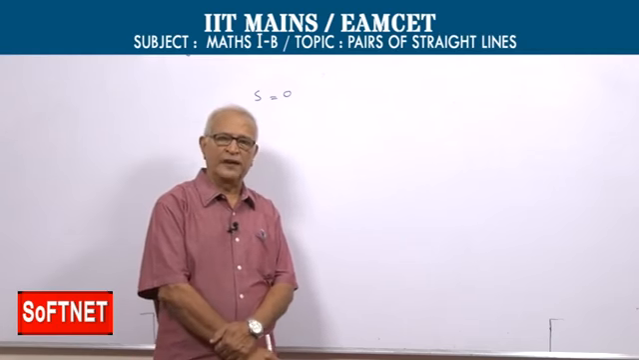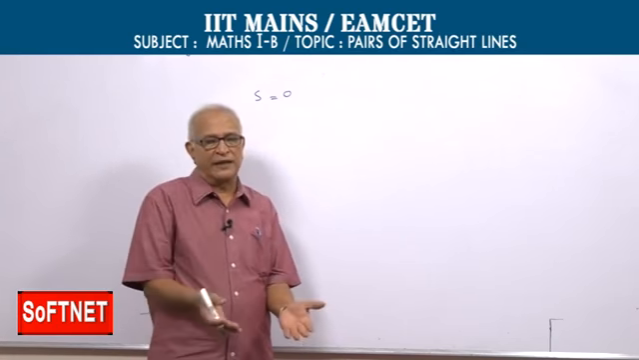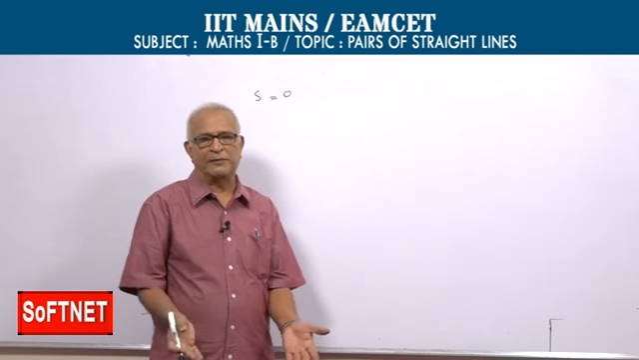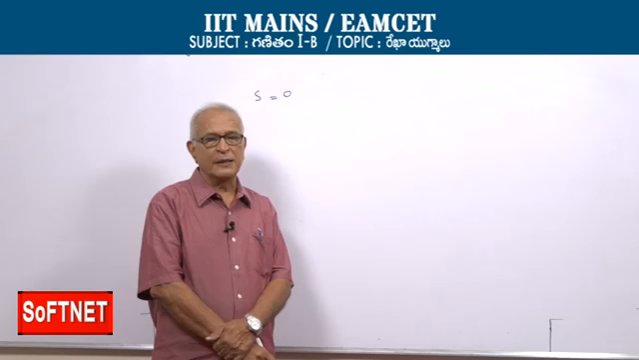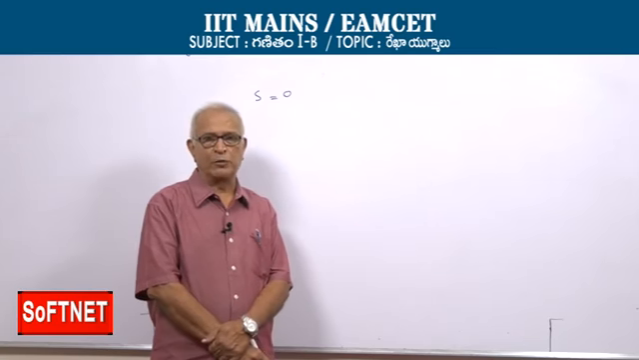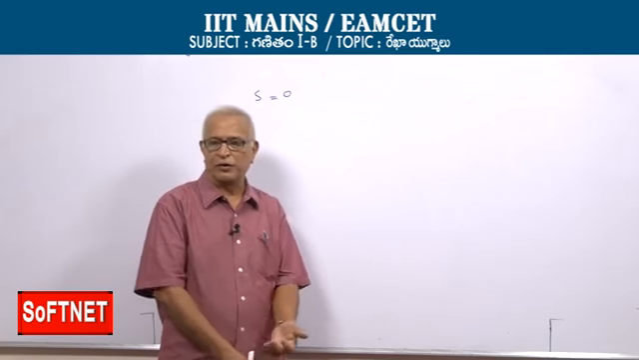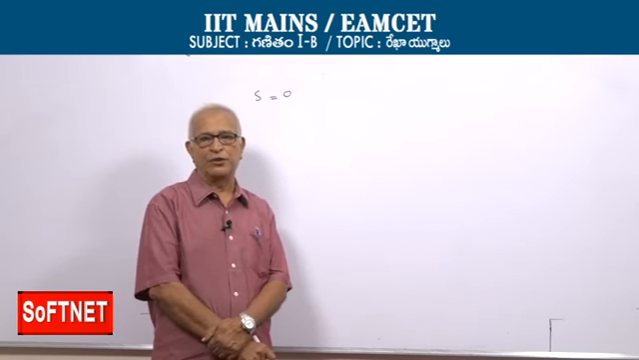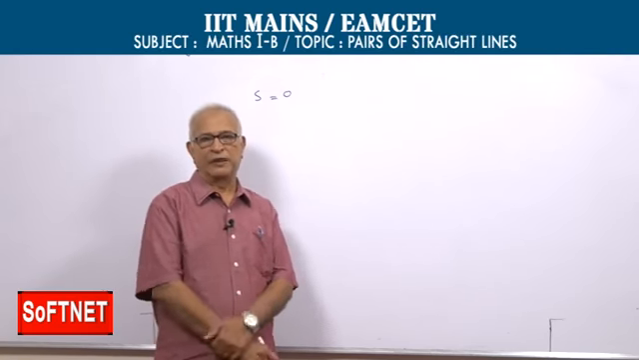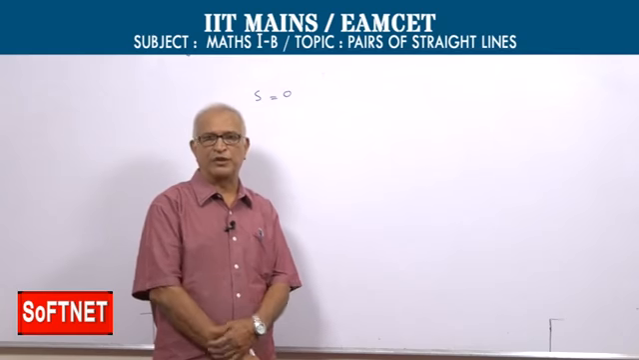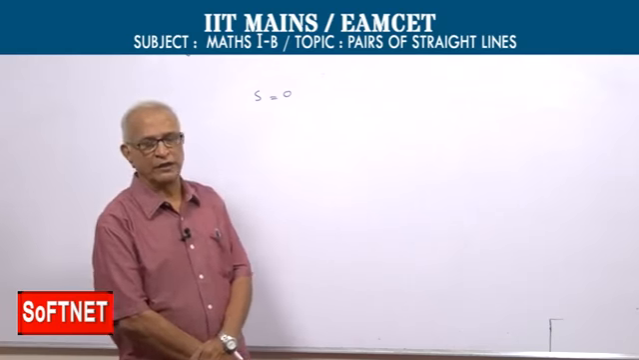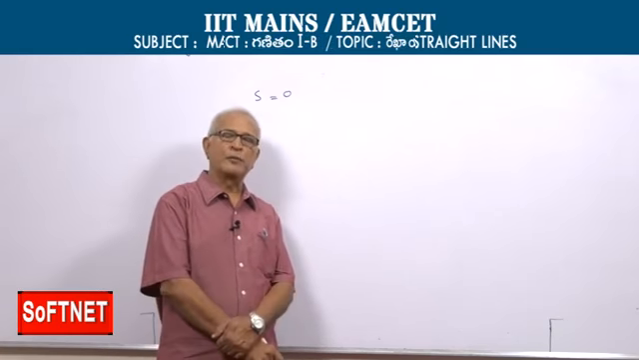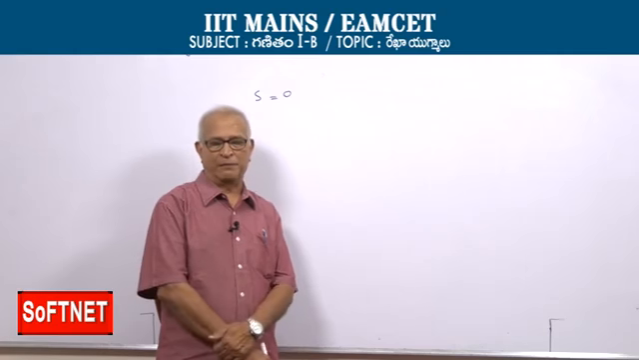And the lines are once again perpendicular because there is some relationship between the lines represented by s equal to 0 and h equal to 0. In fact, the lines represented by s equal to 0 are always parallel to the pair of lines represented by the corresponding homogeneous equation h equal to 0, and therefore the angle between the lines given by s equal to 0 is same as the angle between the lines represented by h equal to 0, which is arc cosine mod a plus b by root of a minus b whole square plus 4h square. Therefore, the conditions for the lines to be parallel and perpendicular is also the same.